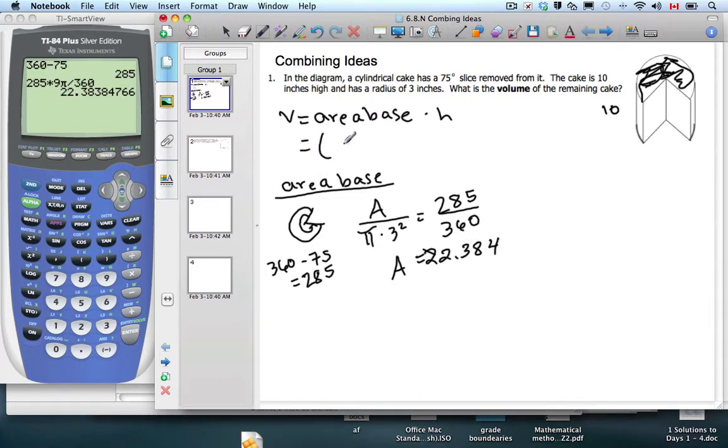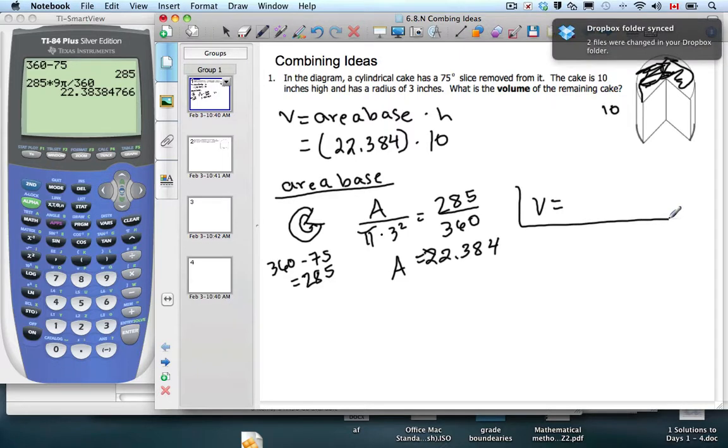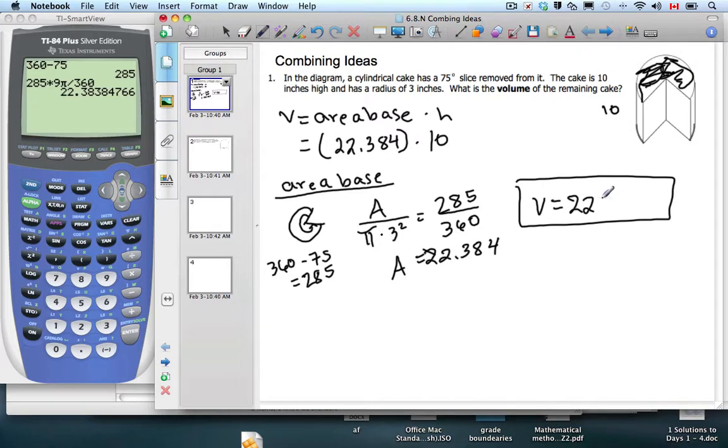So 2.384, and then we multiply it by the height. Times 10. That's easy. Move the decimal one place over. So the volume is 223, 224 inches. Oh, we have to move the decimal place. You're right, I'm sorry, 224 inches cubed. Great. Go to the next one.